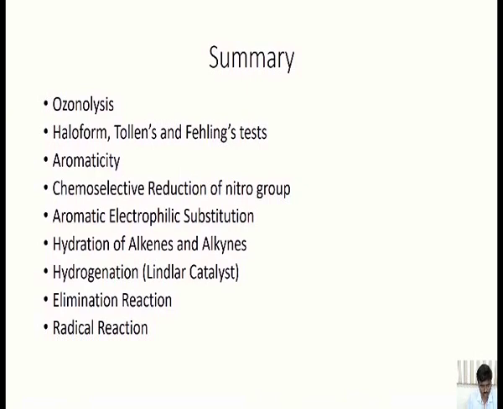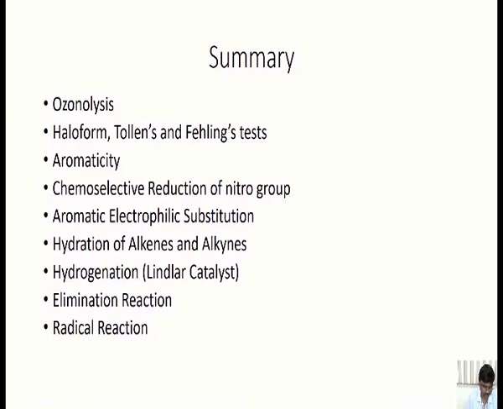Then we have seen aromaticity. For a compound to be aromatic, it should satisfy 4 aspects. It should be planar, should have delocalized pi electrons, should have 4n plus 2 pi electrons, and should be cyclic. Then we have seen the chemoselective reduction of the nitro group. If you have dinitrobenzene, you can try to selectively reduce one of the nitro groups using sodium sulfide.